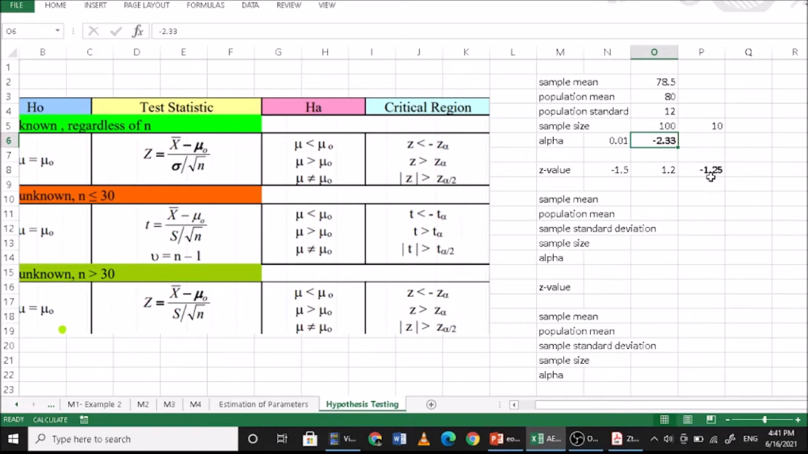So since negative 1.25 is greater than negative 2.33, we do not reject the null hypothesis. Okay, so that's your conclusion.